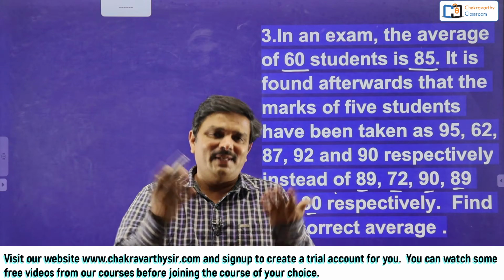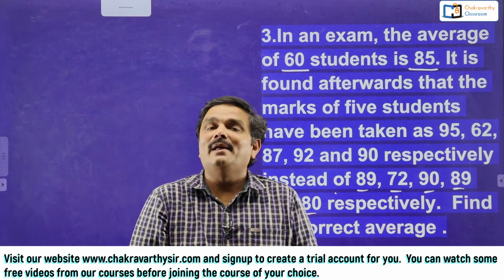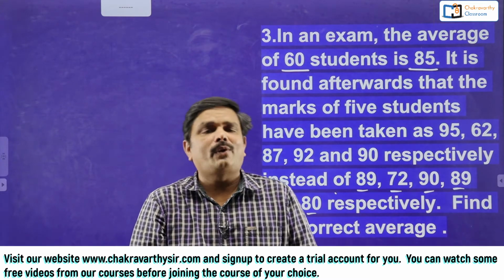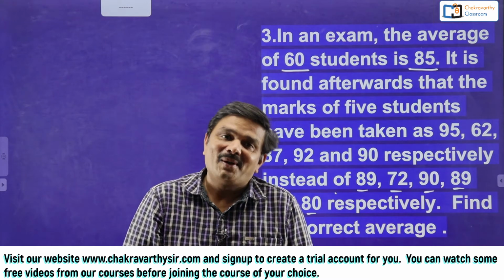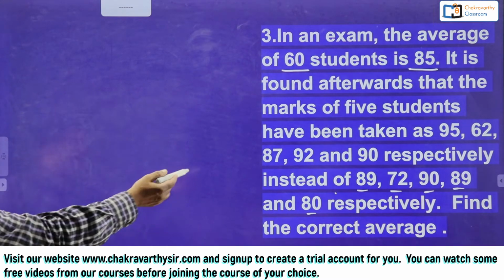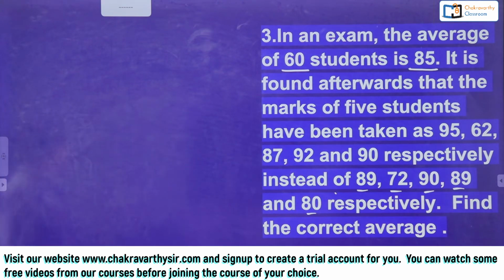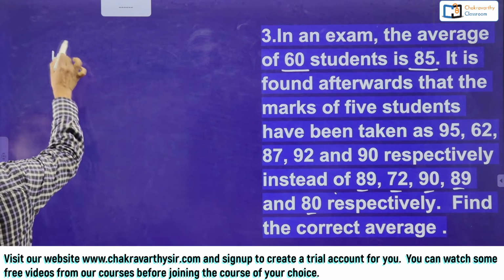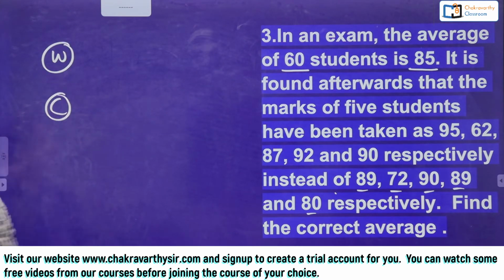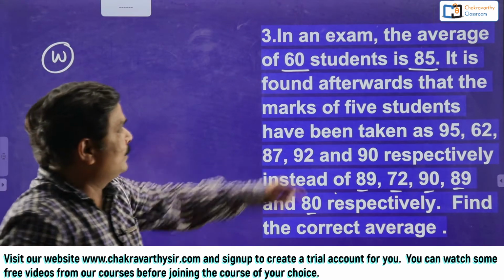See, students, even this question can be done very easily without writing anything on paper. These are the correct values, and these are actually the wrong values, right? How have they been taken wrongly? First you take the wrong values, then we will correct them.